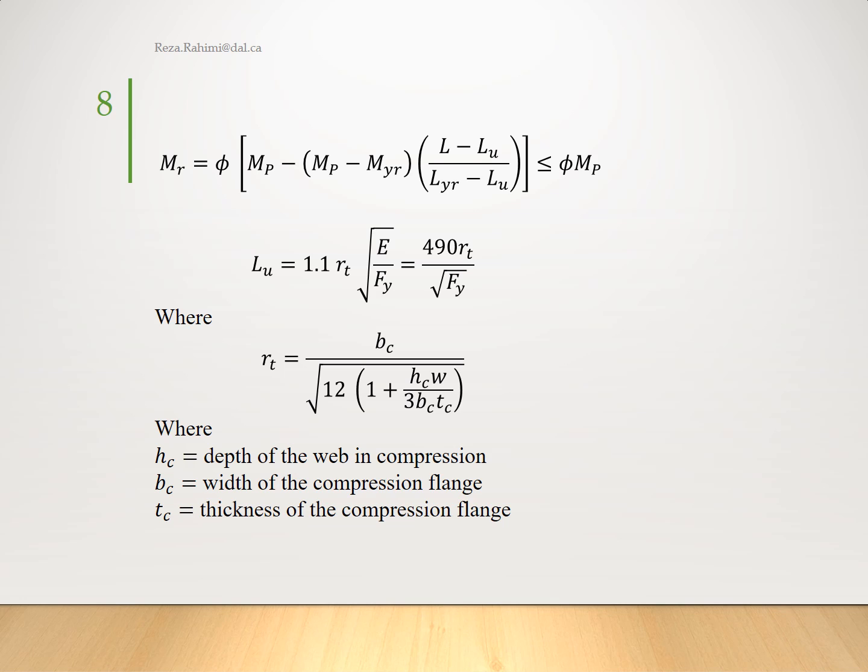The other parameter in this formula is Lu. Lu is equal to this formula, where you can find rT here. In this formula, hc is the depth of the web in compression, bc is the width of the compression flange, and tc is the thickness of the compression flange. So now you're able to calculate the resistance moment.